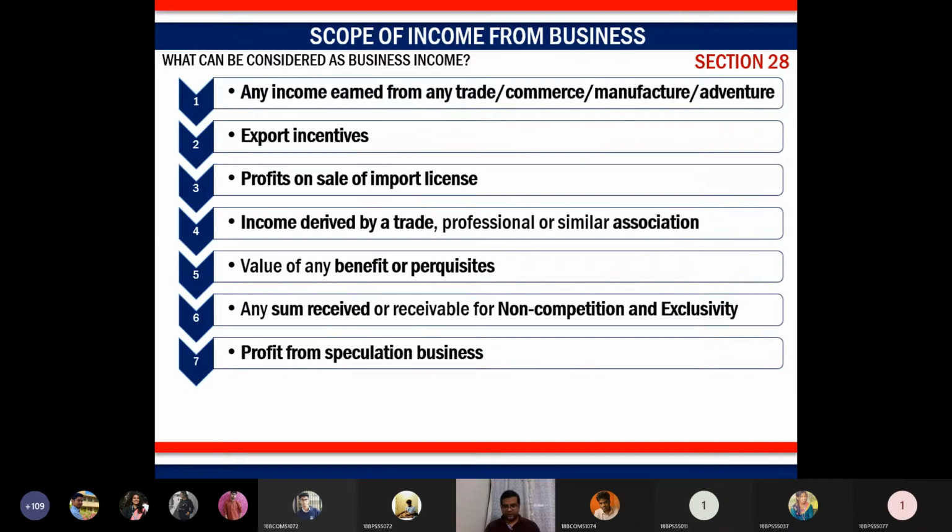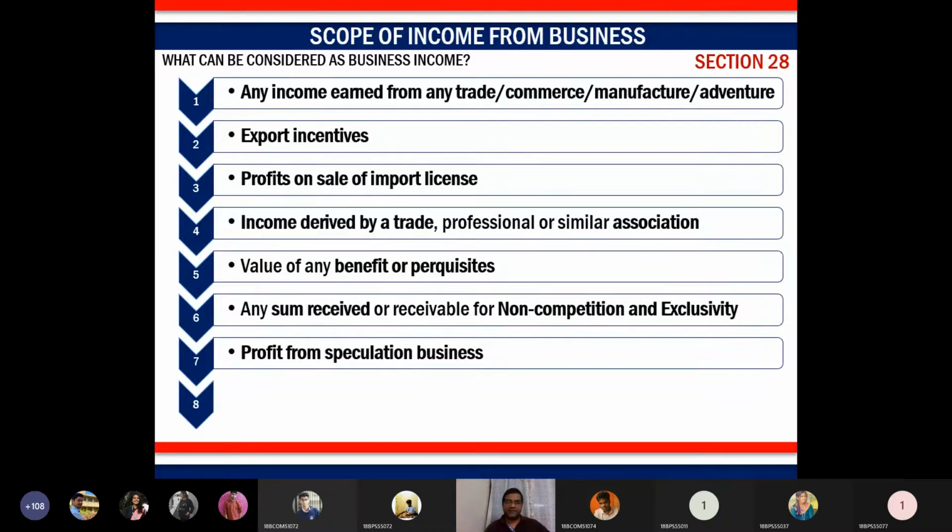Okay, so what is speculative business? Basically, these are transactions in which trading does not happen in actual goods, actual commodities, but the trading happens on the price of the commodities. The trading happens on the value of the commodities. You need not have these commodities to transact, but the entire transaction happens on the price of these commodities, right? Examples are future contracts, forward contracts, derivatives, short selling. These kinds of transactions are also categorized as income from business.